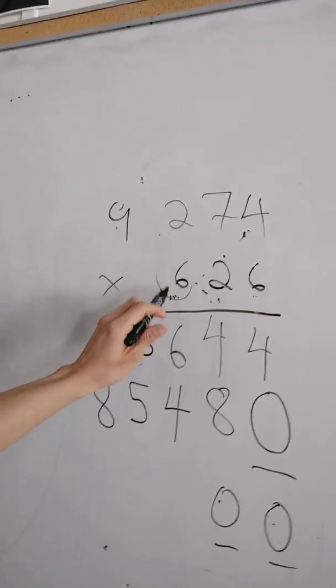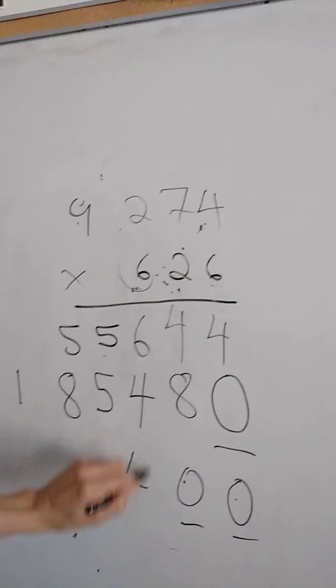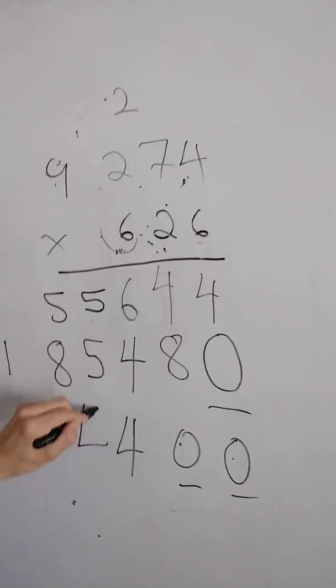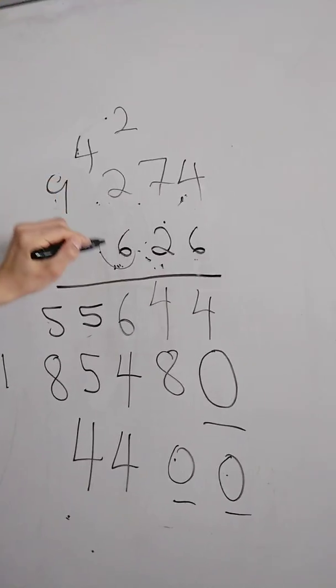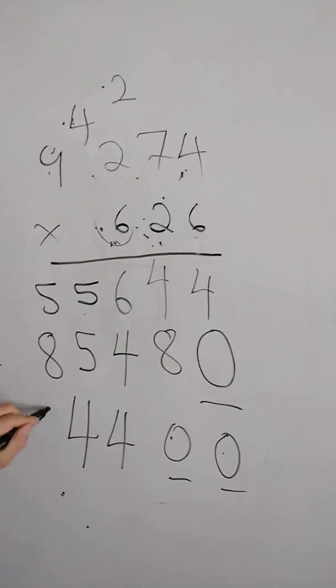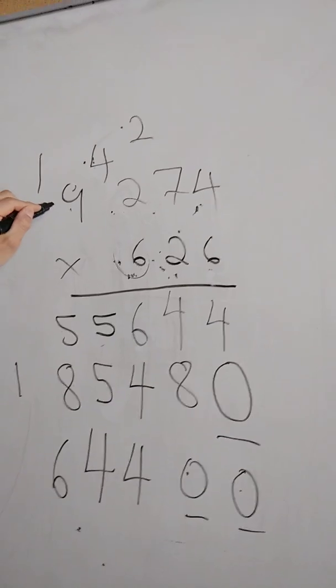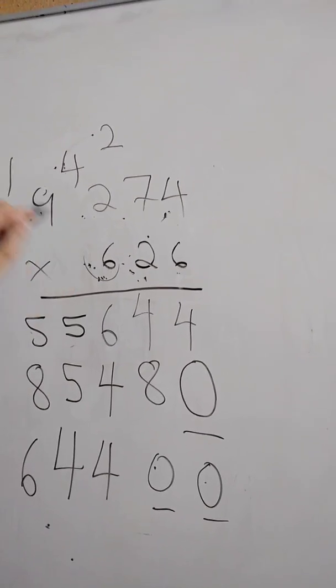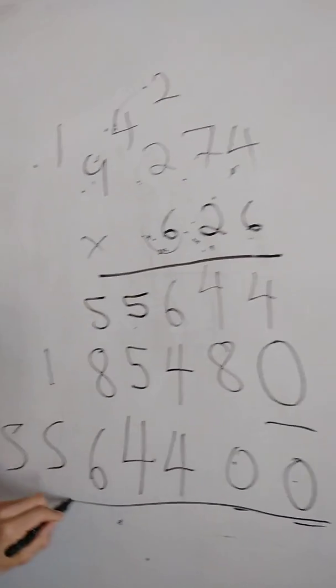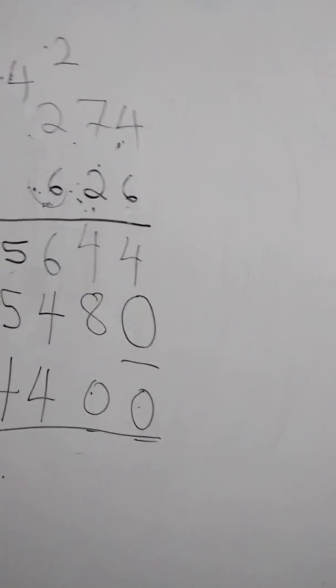So 4 times 6, 24. 7 times 6, 42. 42 plus 2, 44. 2 times 6, 12. 12 plus 4, what do we get? We get 16. So 9 times 6, 54. 54 plus 1, 55. Wow. Really beautiful numbers.